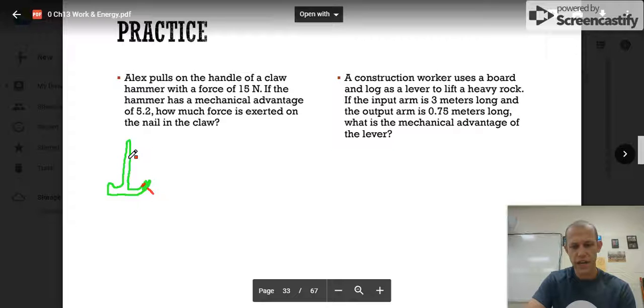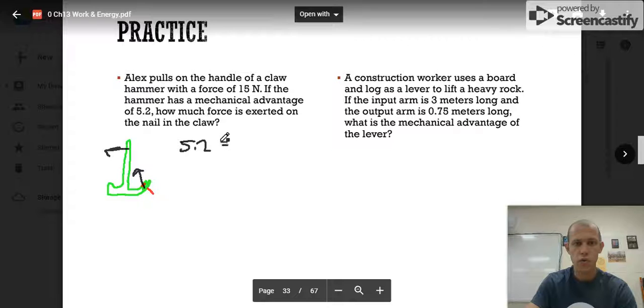If you apply a force to the hammer, you would be applying it this way, and that would be pulling a force on the nail this way. So the force has been redirected. That is a first class lever. So the mechanical advantage is 5.2.